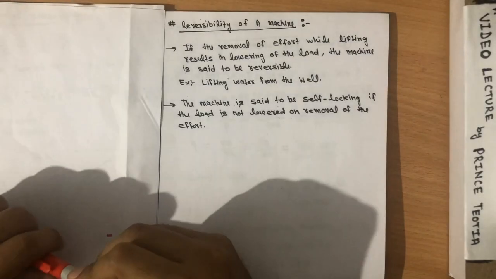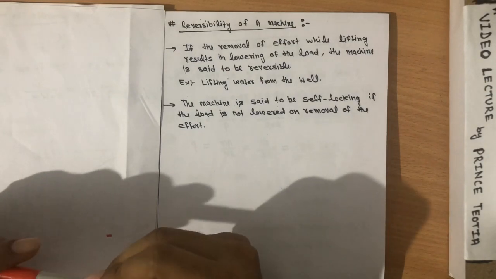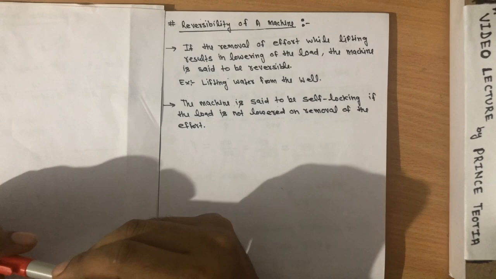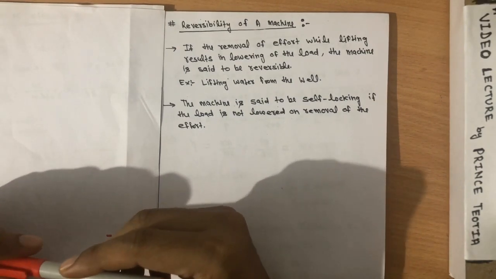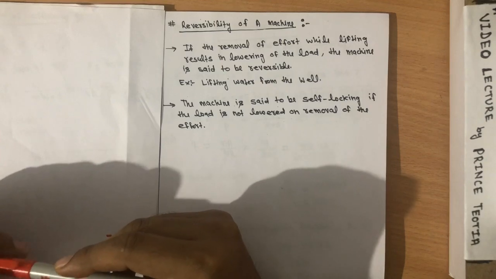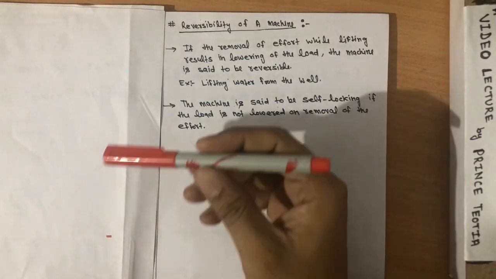Hello everyone, this is part 3 of lifting machines. The topic is the reversibility of the machine. Machines are of two types: one is reversible and the other one is self-locking. And what is a reversible machine?